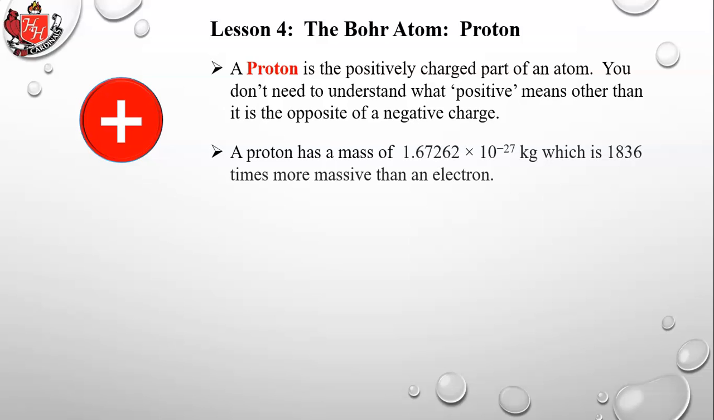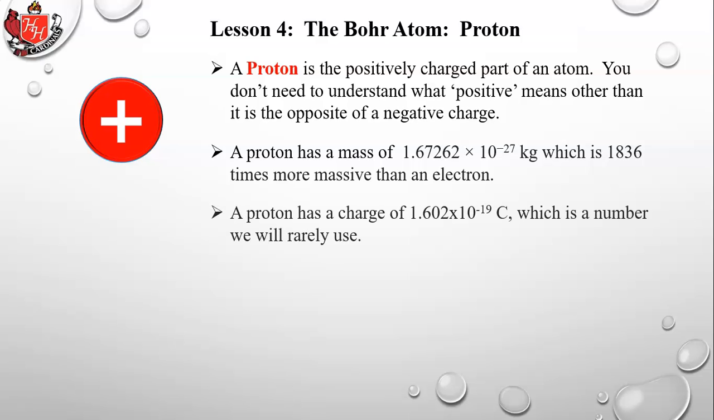A proton has a mass, as you see there, you don't need to know that number, which is 1,836 times more massive than an electron. So just understand, the electrons which are flying around the nucleus are very small and light. So just kind of remember that. If they're flying around, they have to be very small and very light. So they're much smaller and much lighter than a proton.